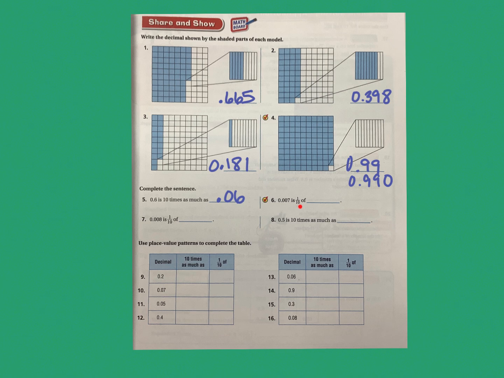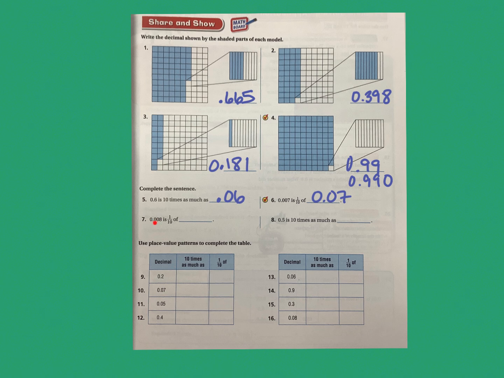7/1000ths is 1/10 of what number? So I need to multiply 7/1000ths by 10 to find out which is the one that's just bigger than it, because 1/10 means it is the smaller number of the two. So let's multiply that by 10. That's really just going to move it closer to the 0, 0.07. 7/1000ths times 10 will give me 7/100ths.